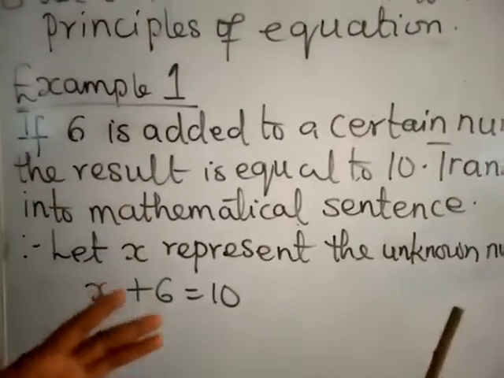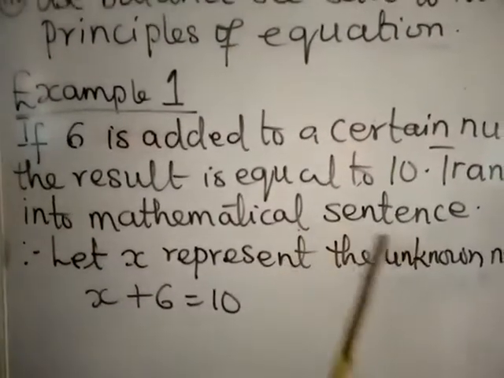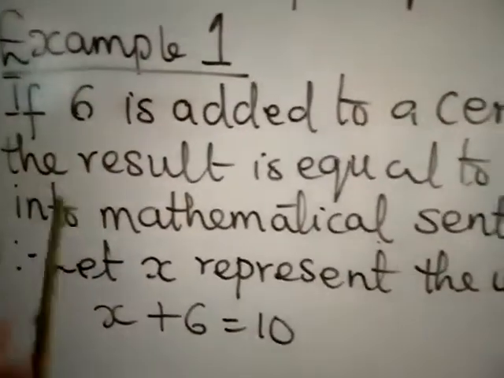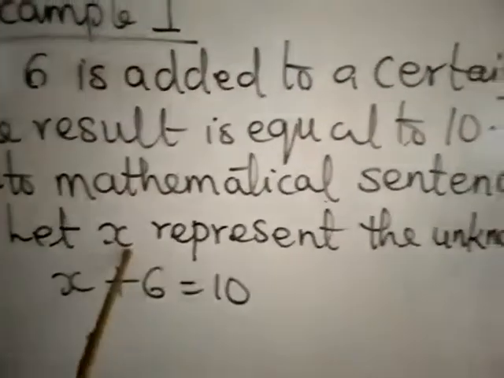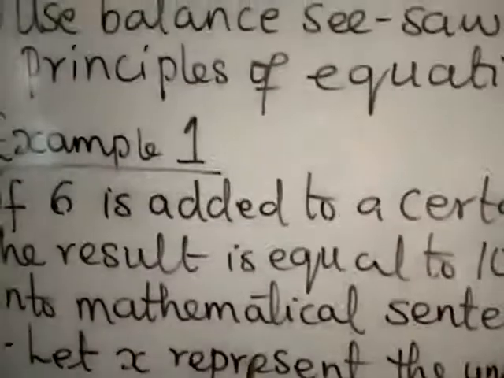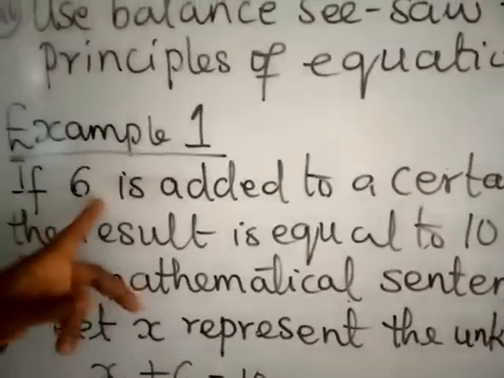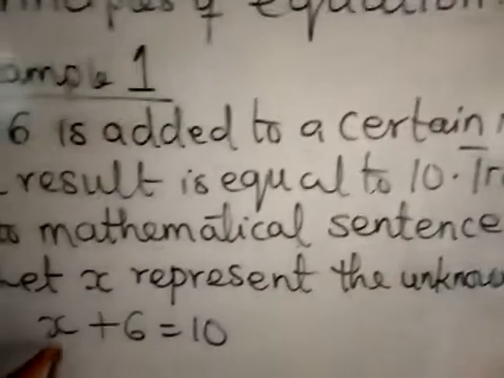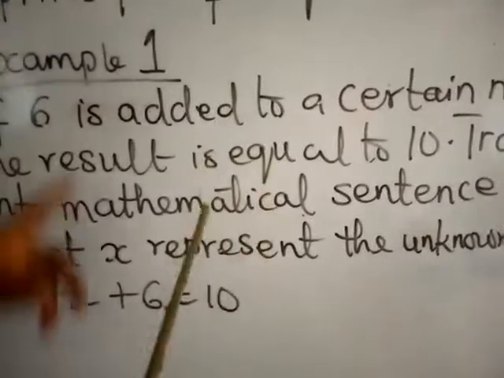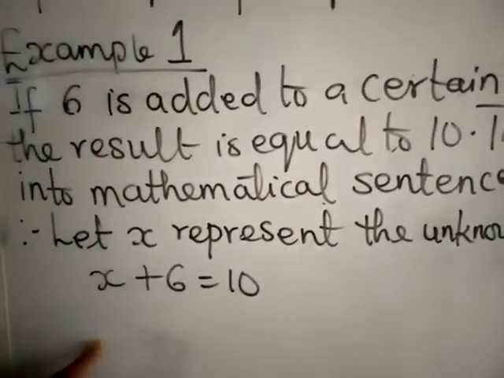So what we need to do is to represent the unknown number with an alphabet. And you can use any alphabet to represent the unknown number. So I will say, therefore, let x represent the unknown number. Let x represent the unknown number, which I will now say 6 is added to a certain number, x plus 6 is equal to 10. That is translating from word problem to mathematical equation.